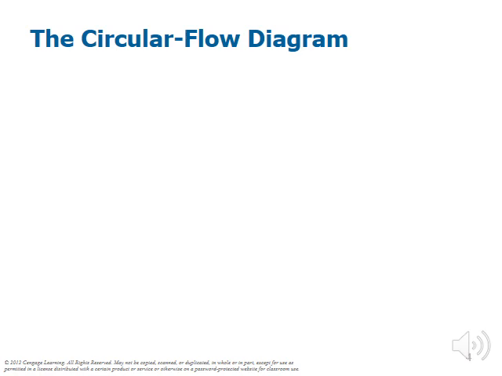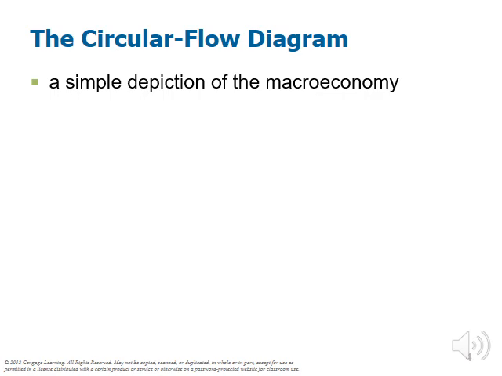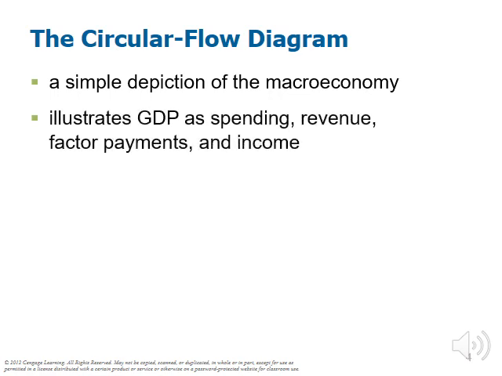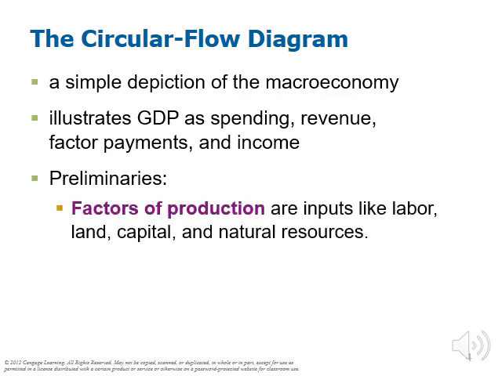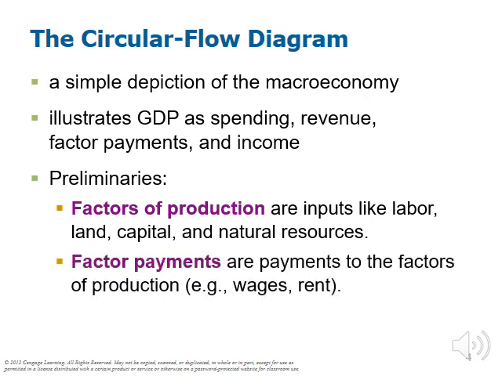Our simple circular flow diagram was a depiction of the macroeconomy. It illustrates GDP as spending, revenue, factor payments, income, and also output. Let's look at some of the preliminaries. Factors of production are inputs like labor, land, capital, and natural resources. Factor payments are payments to the factors of production. They come in different forms: wages, or remuneration for labor; rent, remuneration for land; and profit, remuneration for capital.